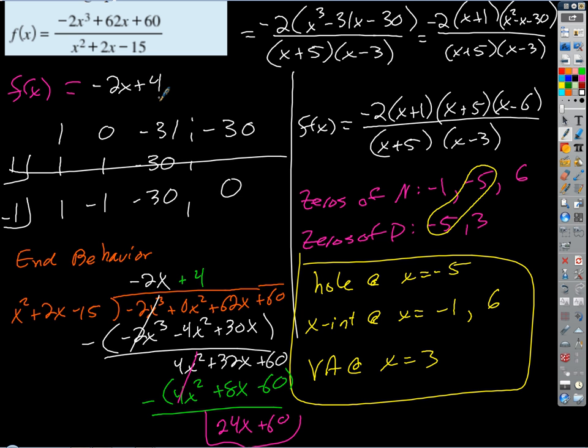And then we get plus the remainder, well, with 24x plus 60 divided by our denominator, right? Okay, so have a look at this. So if that's our polynomial, right?